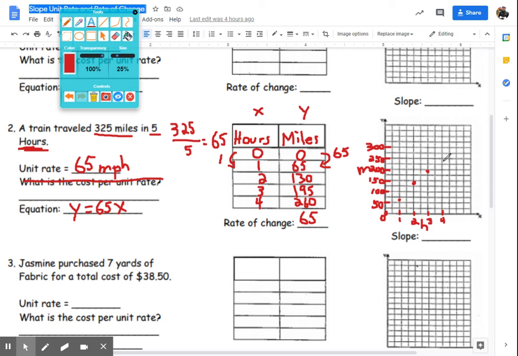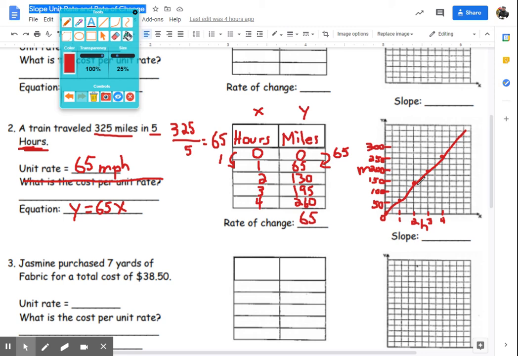So 260 is going to be right above my 250. And so I should have a straight line. So let's connect our dots. And kind of straight. I'm not very good at drawing straight lines, but there we go. All right, so now let's find our slope.